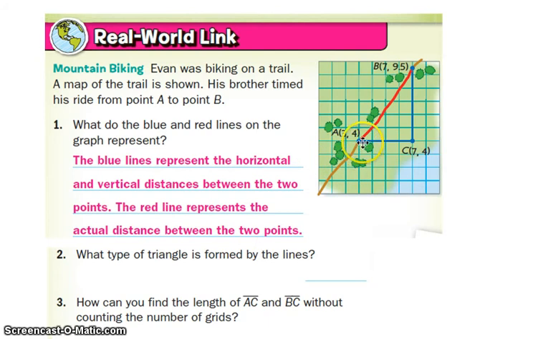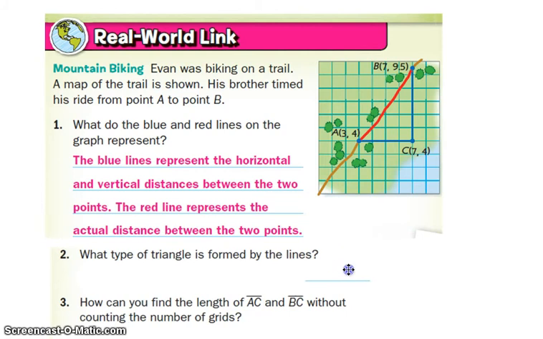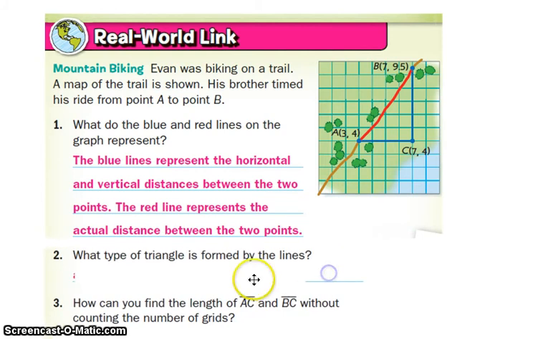If you had that the blue lines represent the legs of a right triangle, I would accept that as well. But they're talking about the vertical distance and the horizontal distance between the 2 points. And the red is actually his distance, or if you had the red was his hypotenuse, I would accept that as well. It says, what type of triangle is formed by the lines? I think that we know that that answer is a right triangle. That's what we've been talking about.